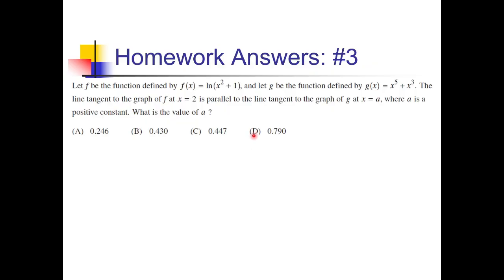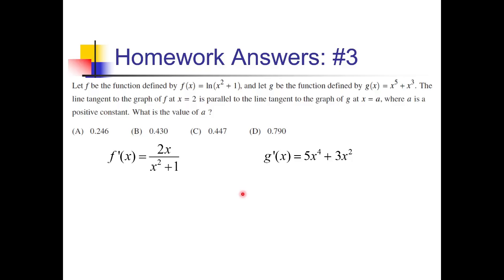So to start this off, I'm going to find the derivative of f and g, and then I'll plug those things in and set them equal. For f prime, we need the chain rule. We have the derivative of ln of something. That's going to be 1 over the something, so 1 over x squared plus 1, times the derivative of the something, so times the derivative of x squared plus 1. So we've got 1 over x squared plus 1 times 2x. And then for g prime, we're going to have 5x to the 4th, just using the power rule, plus 3x squared.